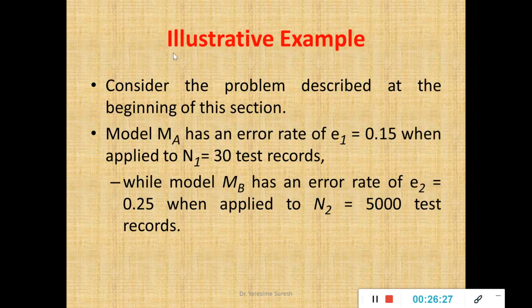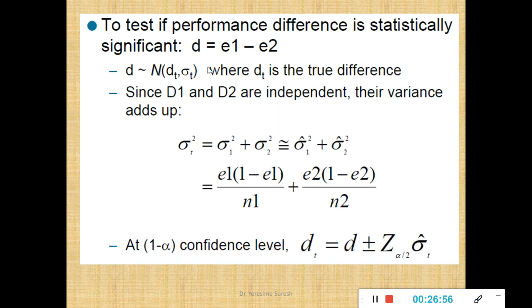So we'll consider an illustrative example. Consider the problem described in the beginning of the section, wherein I have considered two models. Model A having 85% accuracy, model B having 75% accuracy. Model 1 has been tested on 30 records. I'll take the value of N1 as 30, and model 2 has been evaluated for 5000 records. That will be the value of N2, and the error rate for model 1 is 0.15 and for model 2 it is 0.25. What is the first thing I'm supposed to do?